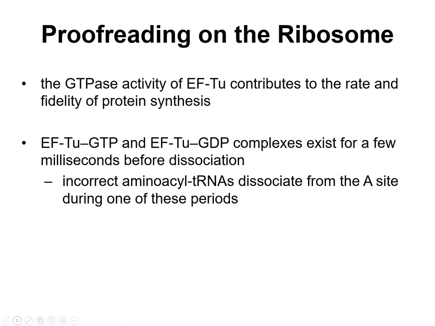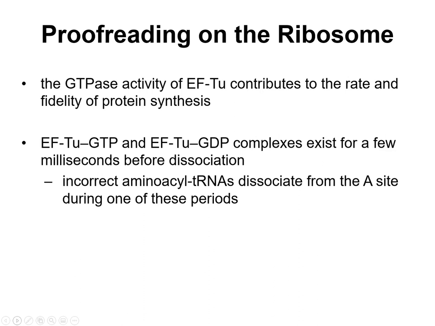So if there's an incorrect aminoacyl tRNA in that site, there's time for it to dissociate from the A site. Remember that if you have a tRNA that has the anticodon that's supposed to hydrogen bond with the codon on the mRNA, and there's a mismatch there and it doesn't bond as well, then there's time for it to say, you know what, I don't think this is the right fit for me, I'm going to leave.